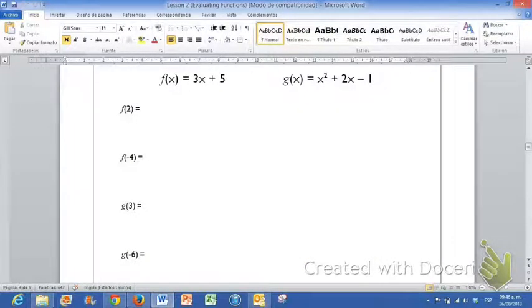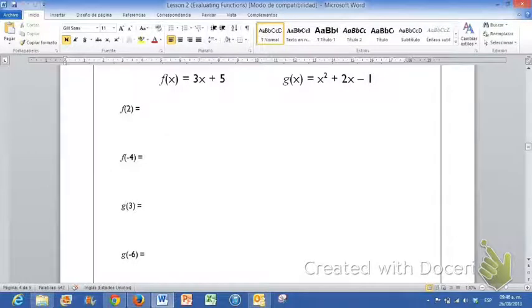Okay, now let's work with the last example. Okay, we have another representation of functions. In this case, we have the equations. F of x is 3x plus 5, and g of x is x squared plus 2x minus 1. Okay, so we're asked to find f of 2.